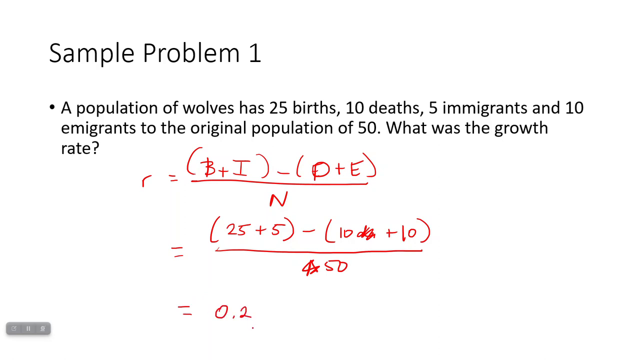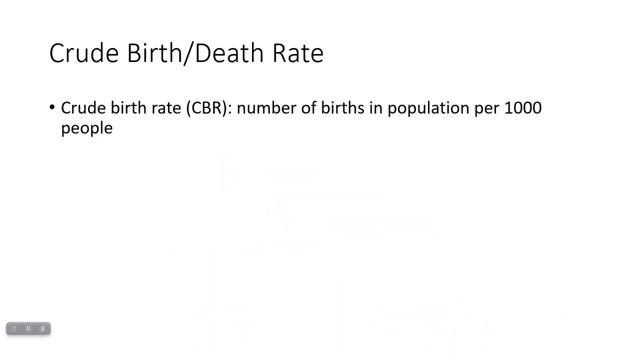So remember, this is calculating your growth rate as a decimal. If you want to convert this to a percent, you're going to take this and you're going to multiply it by 100%, which would give you a 20% growth rate. Keep in mind that you have to remember which formulas are going to give you growth rate as a percent or involve growth rate as a percent versus which ones involve growth rate as a decimal.